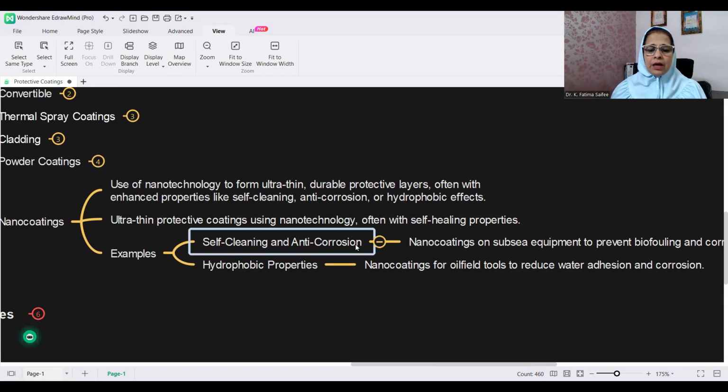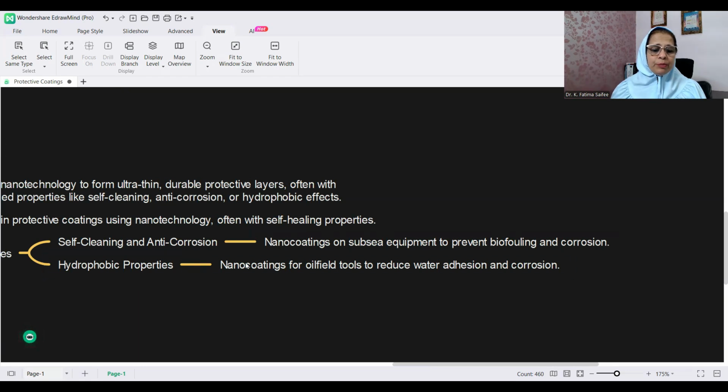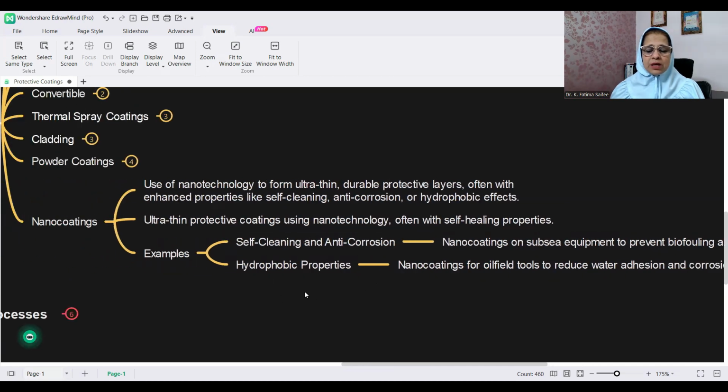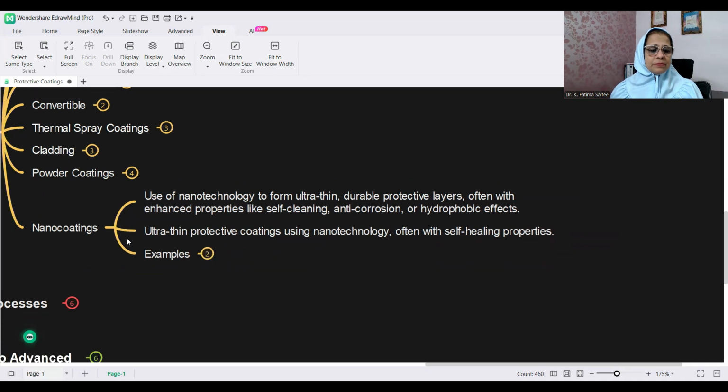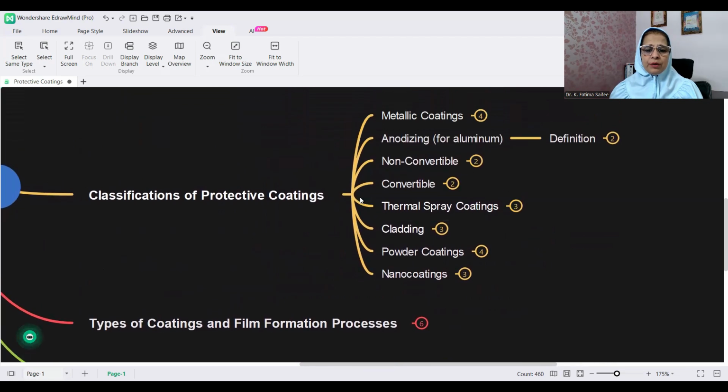Example: self-cleaning and anti-corrosion. Nano coatings on subsea equipment to prevent biofouling and corrosion. Hydrophobic properties: nano coatings for oilfield tools to reduce water adhesion and corrosion. So wherever these types of terms appear, try to understand them very clearly, so it will help you select the correct option from the question bank in the exam. So this is all about the classification of protective coating.